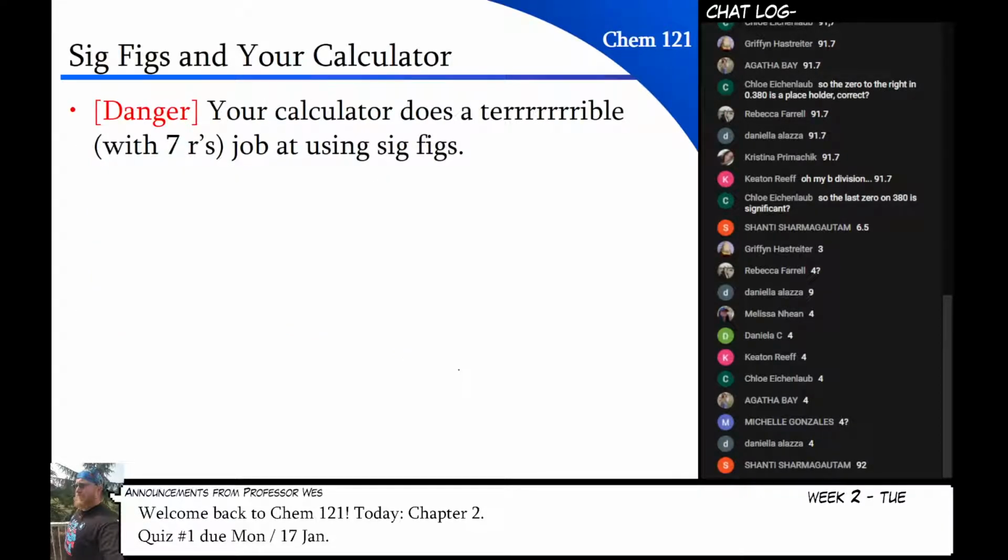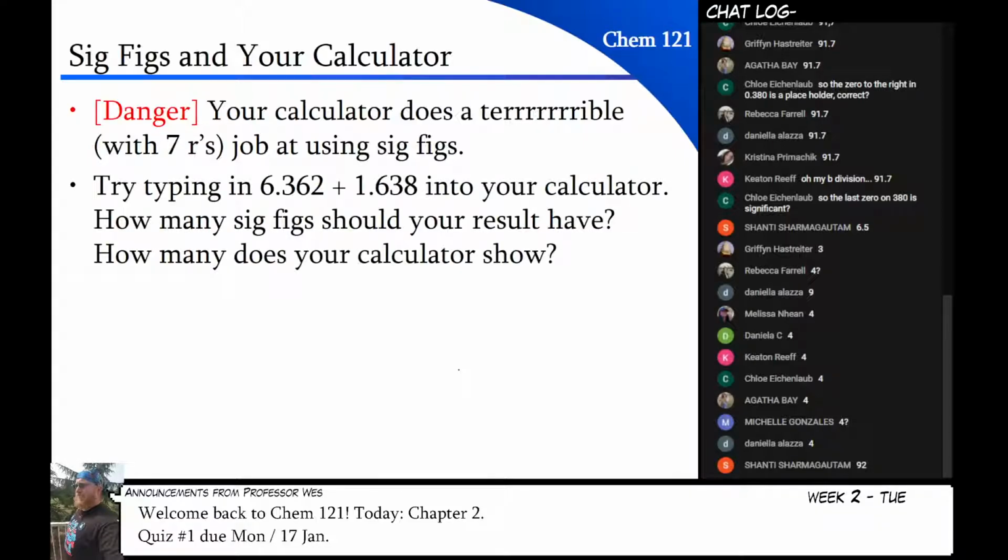Some other things to be aware of when you are doing these types of calculations is that your calculator does not know what sig figs are, again. So as an example, go ahead and type this in your calculator. And print in the chat what your answer is for that. And I'm going to do this on screen to indicate what the answer should be.